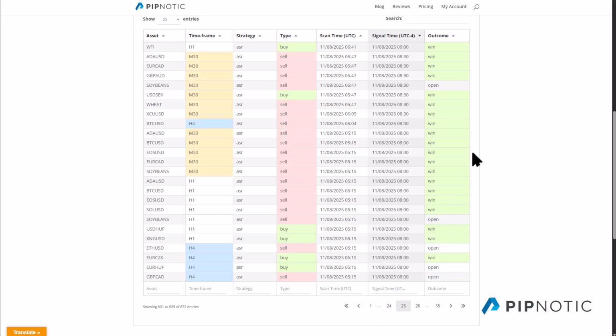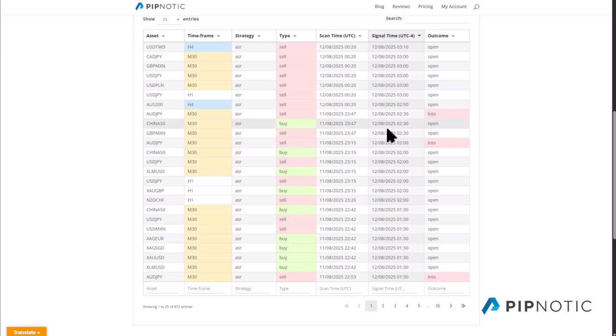Okay, and so just look at these signals and use them with a little bit of discretion. A little bit of discretion.